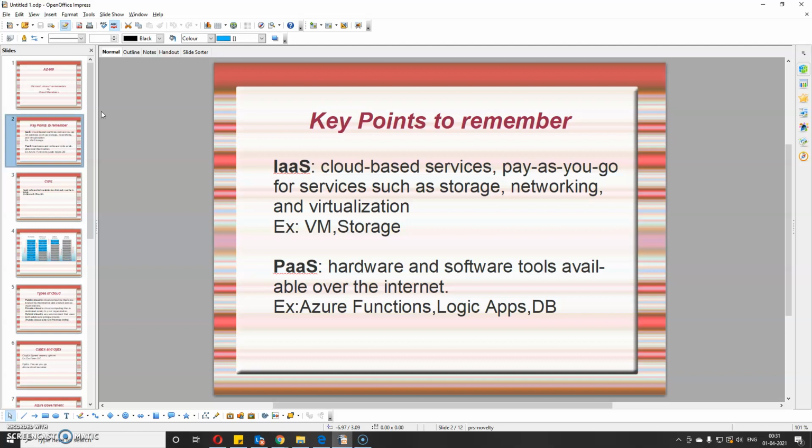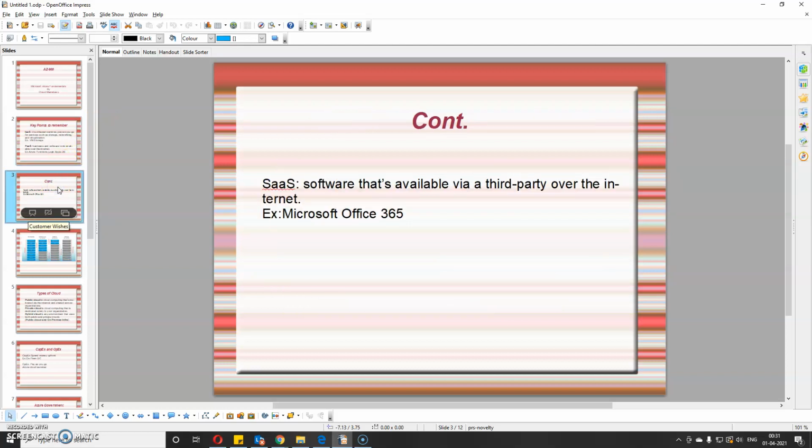Then platform as a service is where Azure provides the hardware along with the software. Examples are Azure Functions, Logic Apps, and most databases, any RDBMS provided by Azure. Most of the services provided by Azure are platform as a service. And then it comes to software as a service. In software as a service, the customer will not have access to the hardware, the customer can just configure the software, and it is normally available over the internet. Microsoft 365 and Microsoft Teams are a few examples of software as a service.